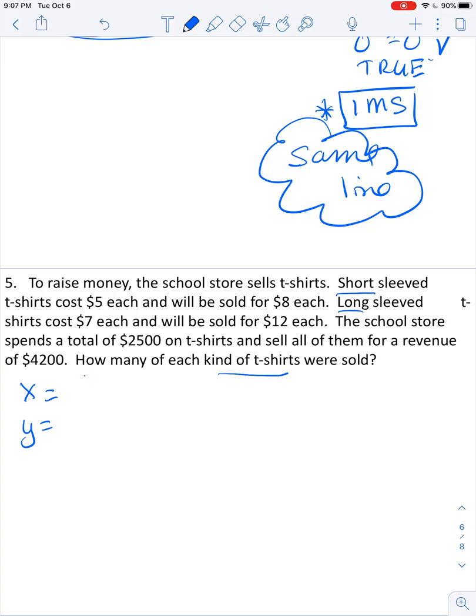Short-sleeved and long-sleeved, apparently. So I'm just going to let X be long sleeves. I guess it doesn't really matter. And Y be short sleeves. And it's the world's longest drink, apparently.